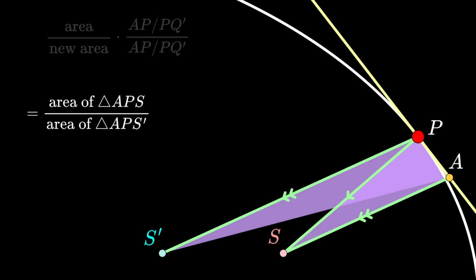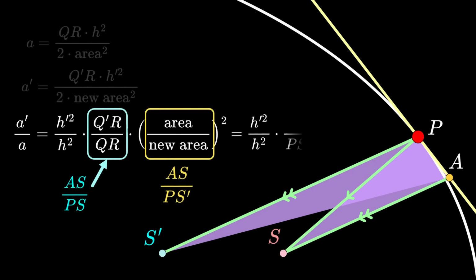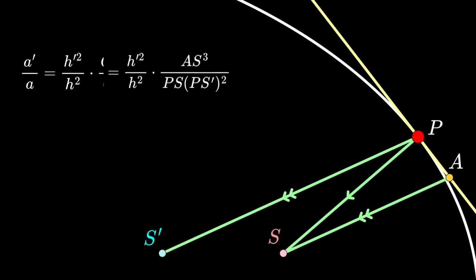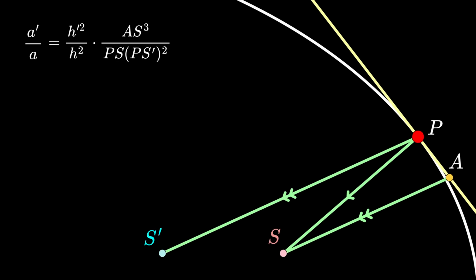Finally, because of the two parallel lines, these two triangles have the same height but different bases, with the height being the distance between the two parallel lines. So the area ratio is also the ratio of the bases AS to PS'. Finally, we substitute this result back into the formula we derived earlier for the acceleration ratio and obtain this result, which involves no infinitesimals or limits and is applicable to all points P on the orbit.